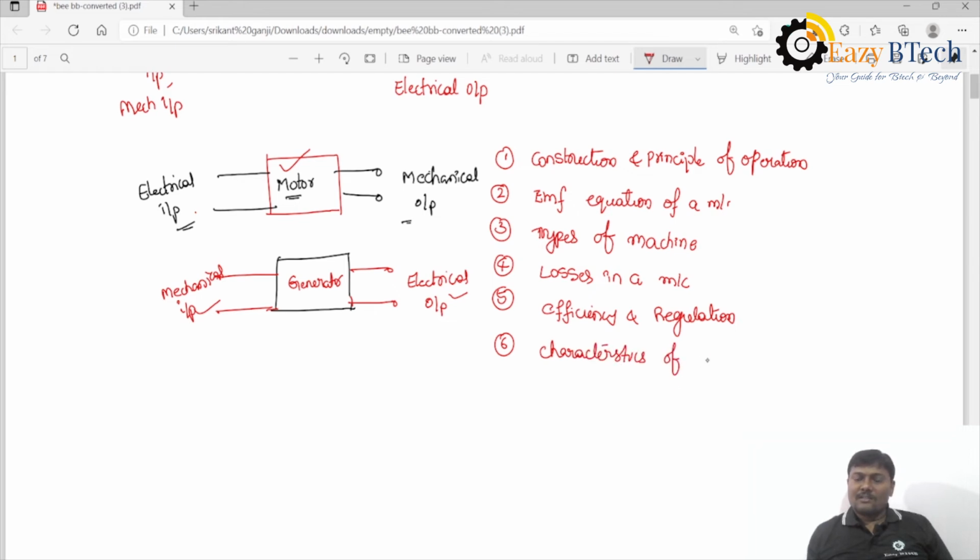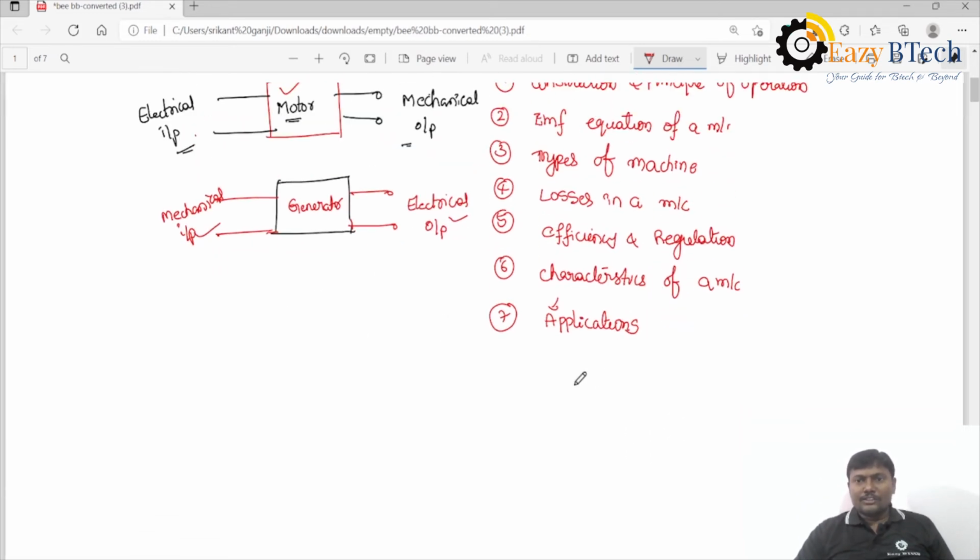Based on the characteristics, we can have applications. Before going to find out the efficiency, we can go for the testing of machines. Before calculating the efficiency, we can do the testing of machines. These are all common. Suppose you go for the Electrical Machines 1 subject, it starts with DC machines. You can see here, this is our syllabus.